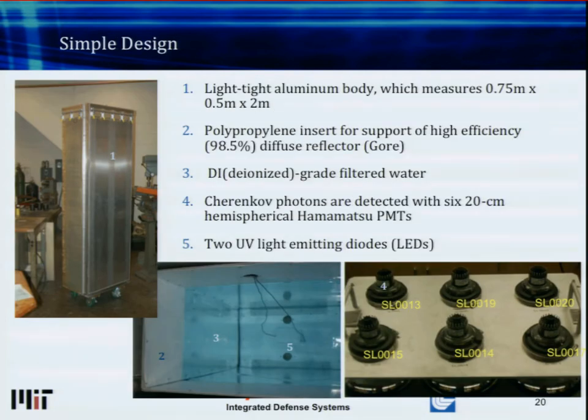The detector design was rather simple because that was one of the requirements. If it's a transportable system, you want to keep it simple. And this is the aluminum body tank, which is also light-proof. We don't want any other photons getting into the detector, polluting the signal. So the detector is composed of a polypropylene insert, which supports highly reflective material, GORE. It's 98% reflective. Why do we want it to be so reflective? Well, because Cherenkov photons are scarce as they are. So we want to preserve them as much as possible.